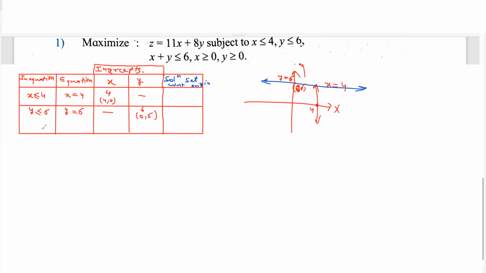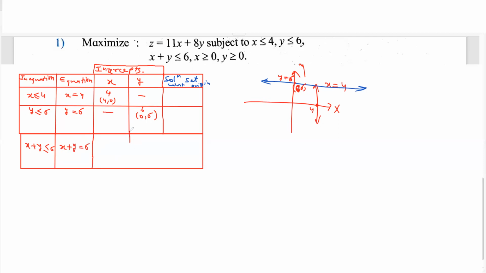After this, what do I do? I go for the next. The next is x plus y lesser than or equal to 6. I'm sorry, this is not the line, it is the inequation, that is the constraint. x plus y lesser than or equal to 6. The corresponding line is x plus y equal to 6.